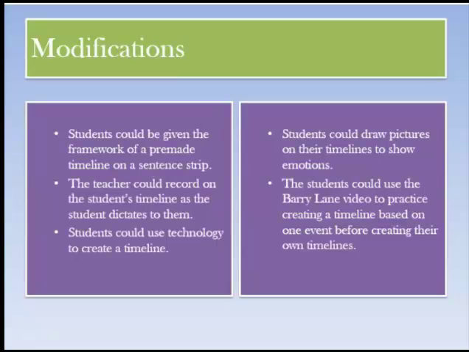Some possible modifications. Students could be given a pre-made timeline on a sentence strip or on paper. Teacher could record on the student's timeline as the student dictates to them. Students could use technology to create a timeline. The students could draw pictures of their timeline to show emotions. Students could use the Berry Lane video to practice creating a timeline based on one event before creating their own timelines.